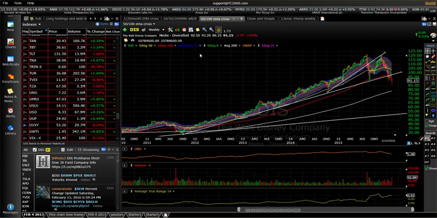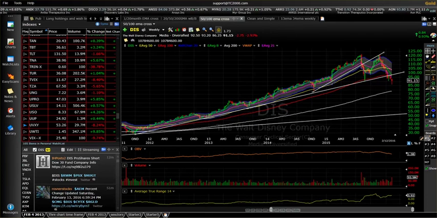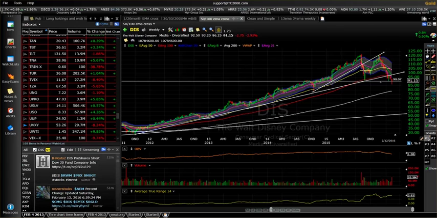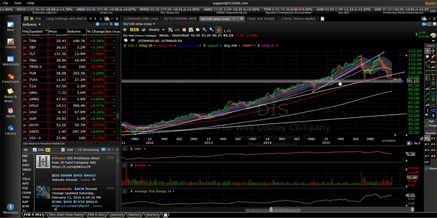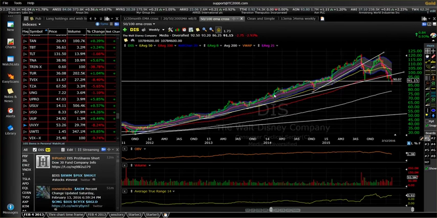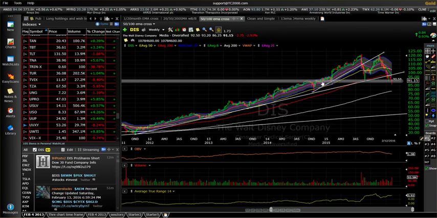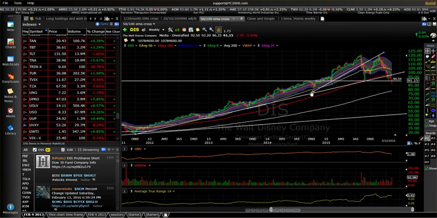So if I'm looking at Disney and I know that I have some price support at $90, why do I say that? Well, here's where we consolidated. It acted as resistance, basically about $90.50 or so. Acted as resistance.